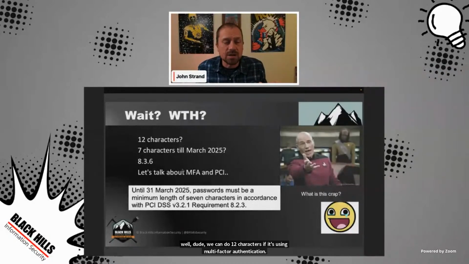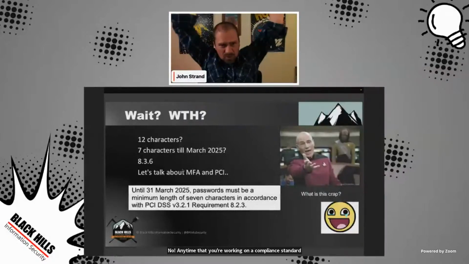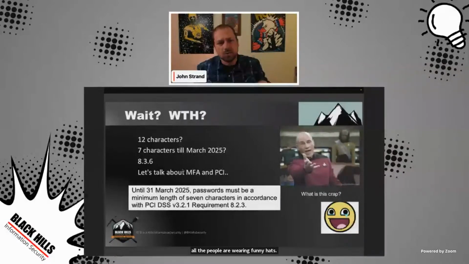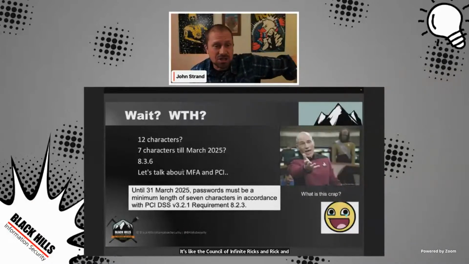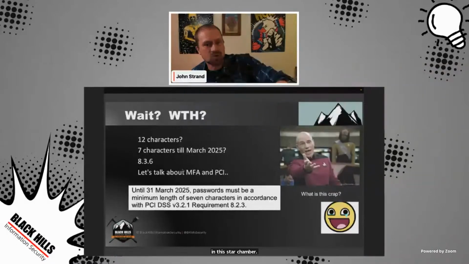Anytime that you're working on a compliance standard, right? If you're in a room and it's a star chamber and all the people are wearing funny hats, like the Council of Infinite Ricks in Rick and Morty, and you're coming up with a compliance standard in this star chamber, and somebody's like, hey, can we reduce this security by implementing this other security control on top of it?